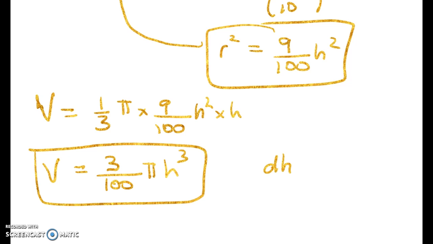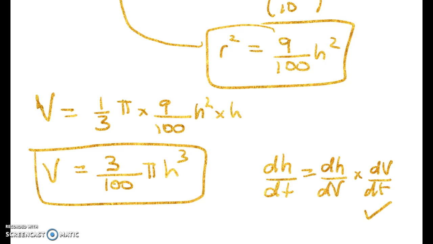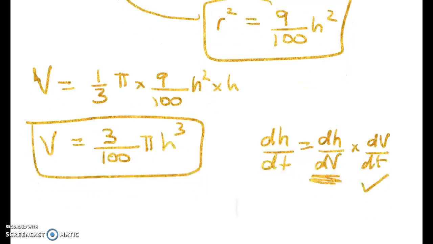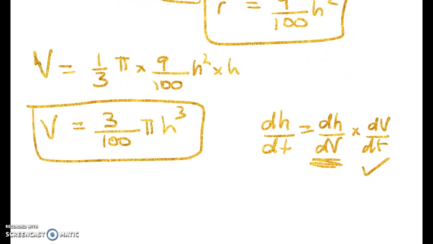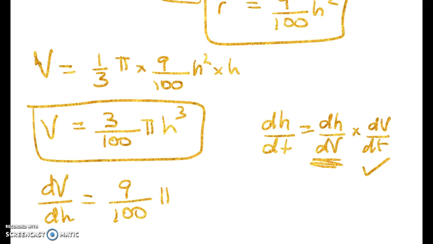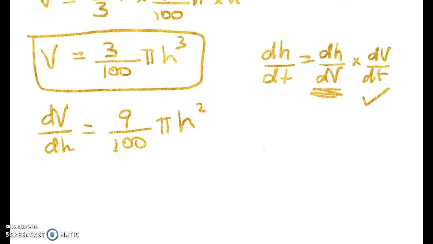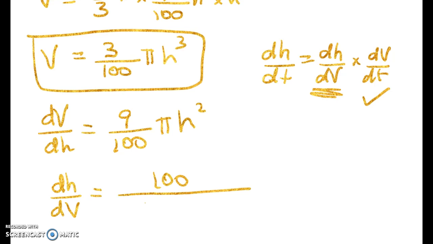Remember, we're trying to get dh by dt is equal to dh by dV times dV by dt. And we figured that one out at the start, so we're working on this bit. Let's differentiate V with respect to h. Now, dh by dV is the reciprocal of that, so it's going to have 100 over 9 pi h squared.